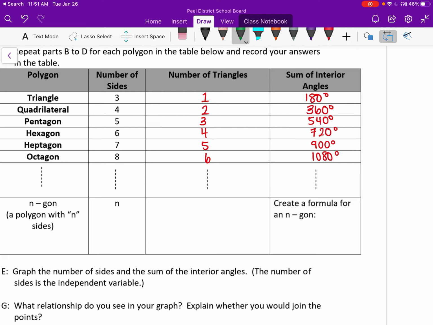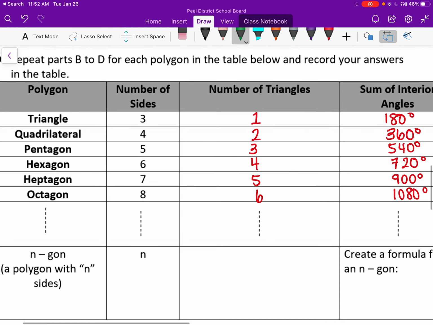So we're going to write how many triangles. So let's make a comparison between the number of sides that each polygon has, and the number of triangles that exist inside of it. The triangle has 3 sides and 1 triangle, right? Now, let's move on to our quadrilateral. It had 4 sides and 2 triangles. The pentagon had 5 sides and 3 triangles. So we're starting to see a trend here, right? Every time this goes up by 1, this seems to go up by 1.